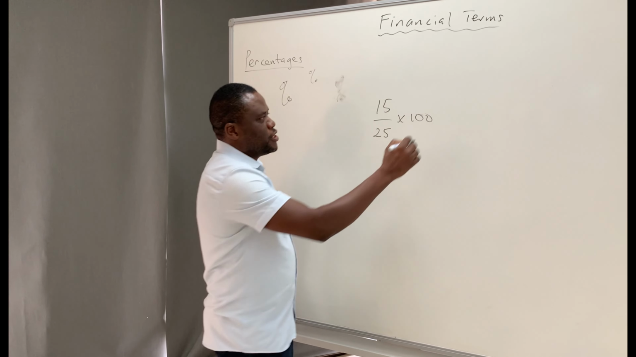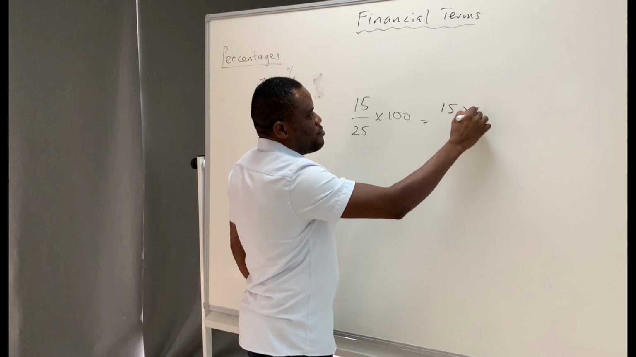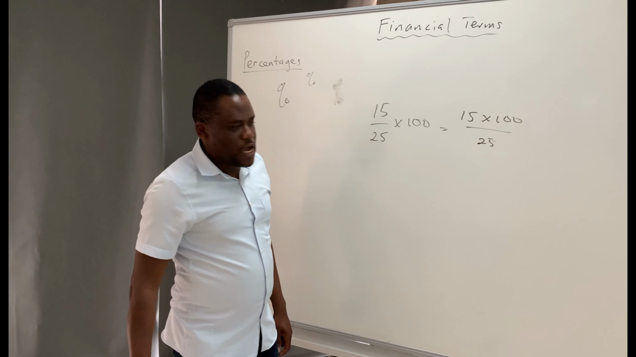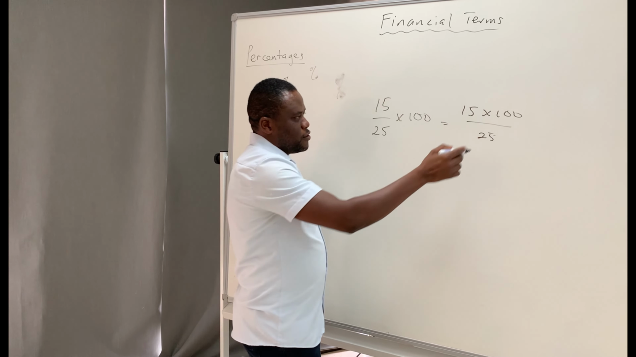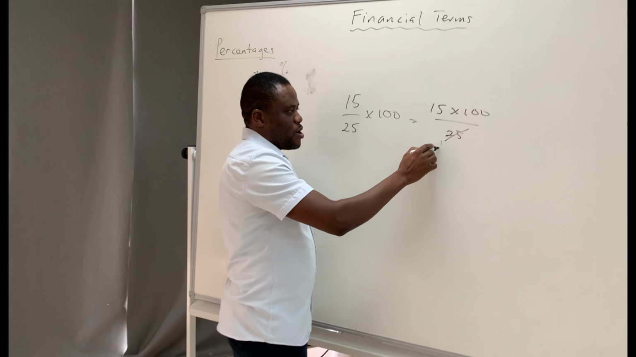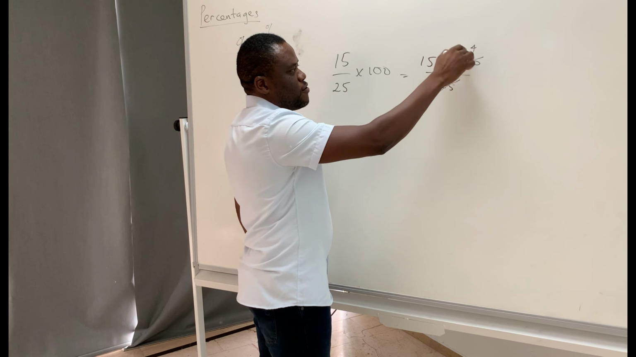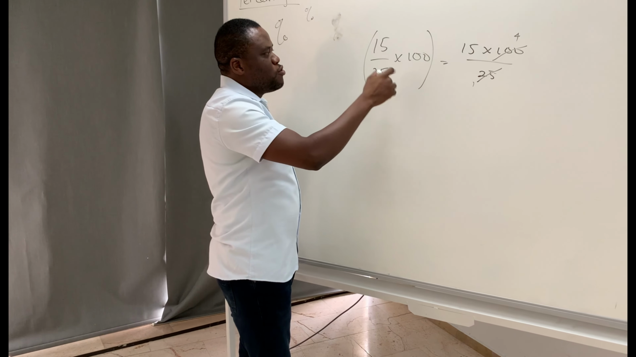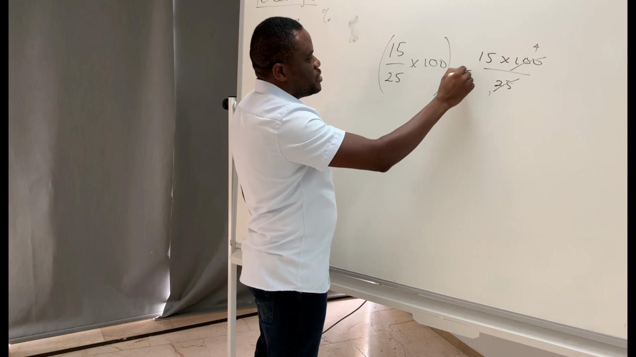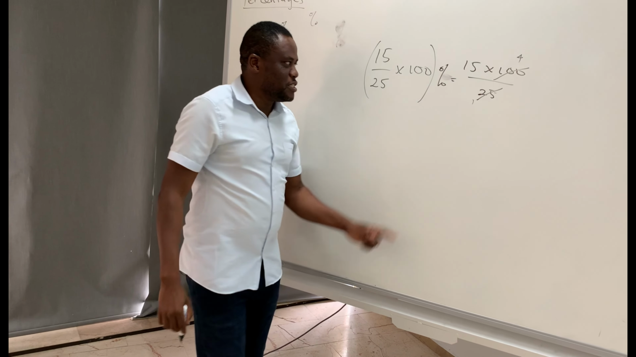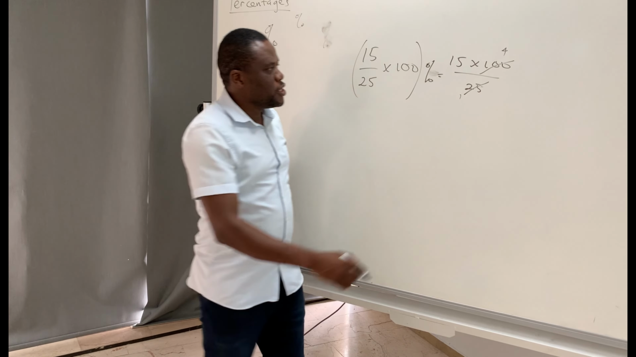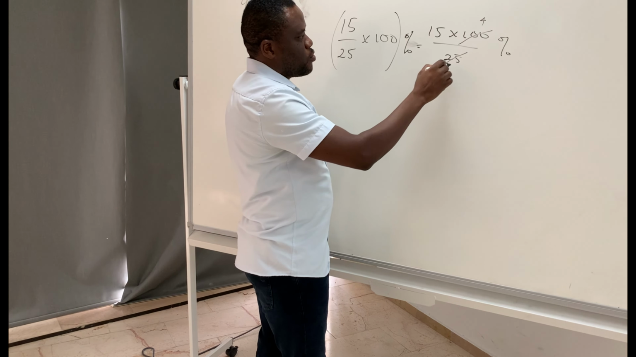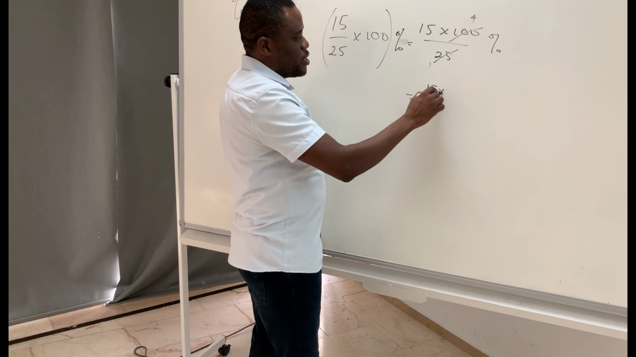This is 15 times 100 divided by 25, right? And then we can cancel it. 25 can go here 1 time, and 25 can go there 4 times, right? So don't forget, when you multiply by 100, we have to put it in percentage. It means that I want to convert it to percentage. So this is percentage at the end. Now what is left? 1 is here, so we have 15 by 4%.